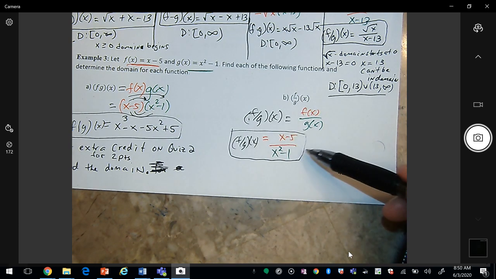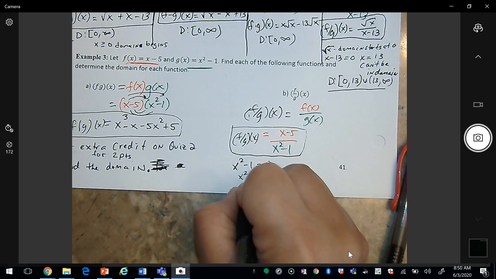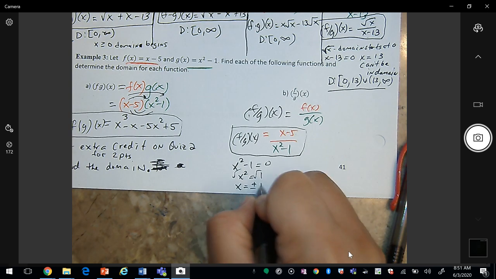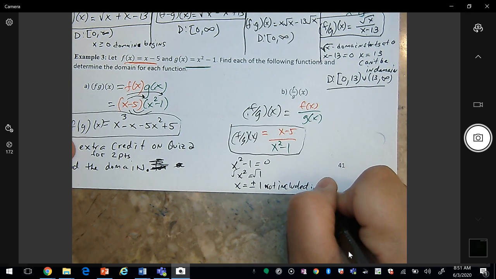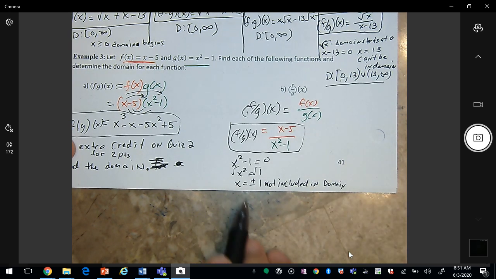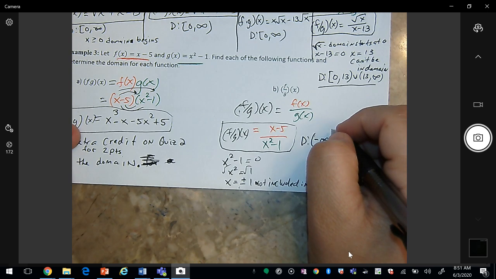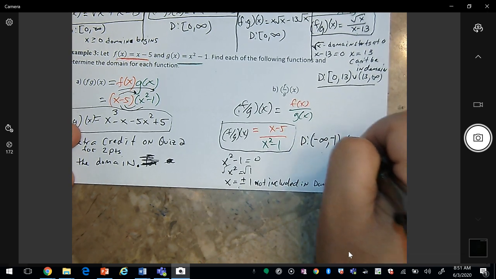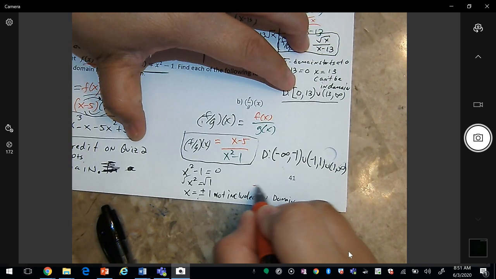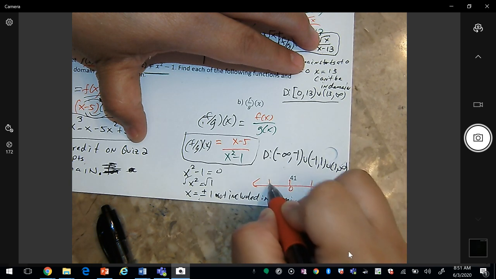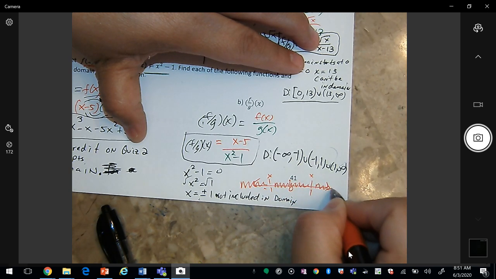Notice here that we don't have any square roots, but we have a fraction. So we set the denominator equal to 0. Take the square root. So your domain cannot include positive 1 or negative 1. Okay, so we cannot have positive 1 and we cannot have negative 1. So my domain will go from negative infinity all the way to negative 1. Then it goes from negative 1 to positive 1. Then it goes from 1 to infinity. Okay, and you can see that on the number line. We're including all of these except for negative 1. Then we start here, except for 1, and then we go on.